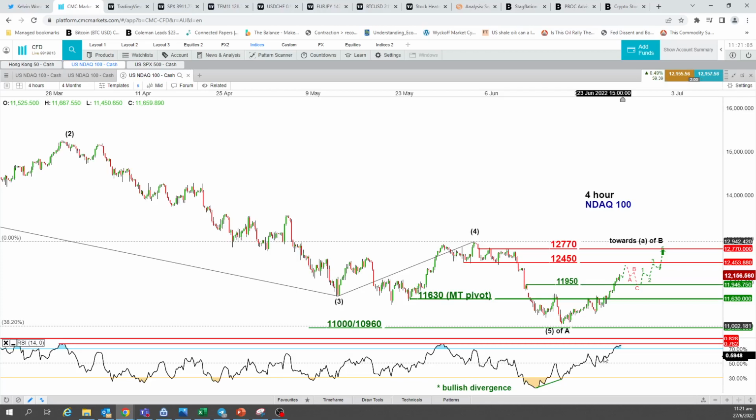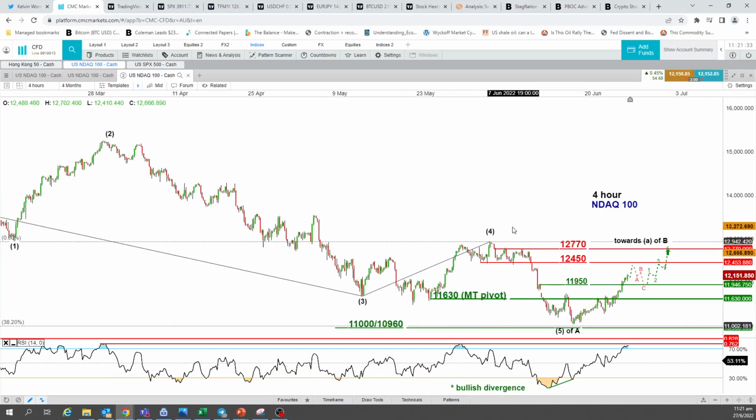So all in all, what we could see right now is that potentially we could start to see a pullback upon hitting 12,450 towards 11,950 maximum at this key medium-term pivotal support, which will be tightened for this week on the Nasdaq 100 at 11,630. So as long as this level holds, we are maintaining this bullish bias to actually hit the next resistance level at 12,770, which is the swing high area of 6th of June and 8th of June this year.